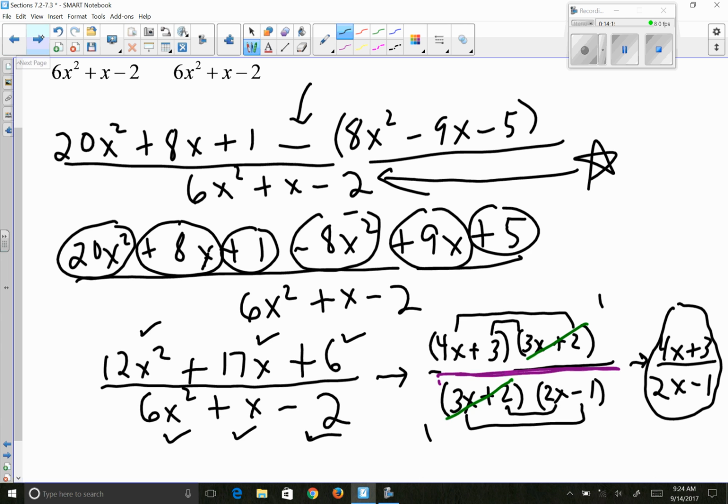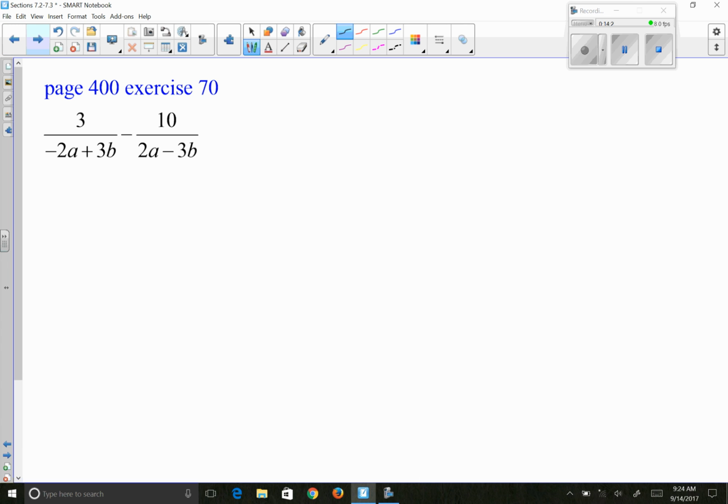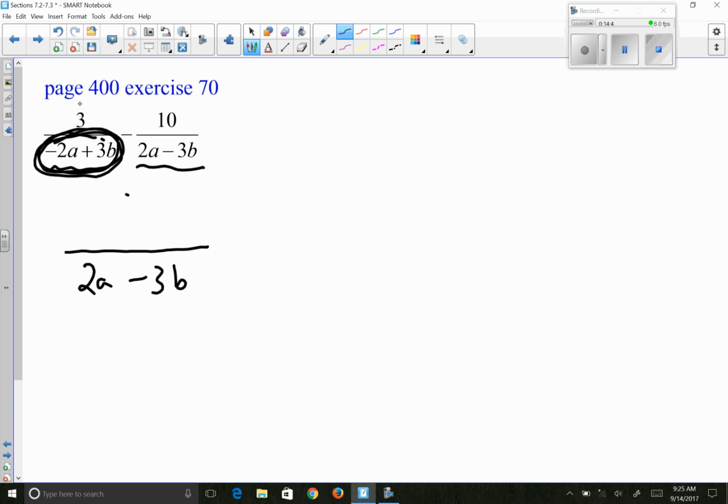And let's do one more example. This one actually has different denominators. Negative 2a is not the same as positive 2a. But if we notice these terms are the opposites of these, we can multiply the denominator of this fraction by negative 1. We can multiply the denominator by negative 1.